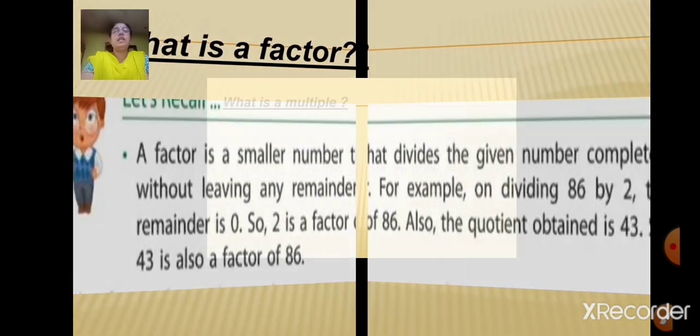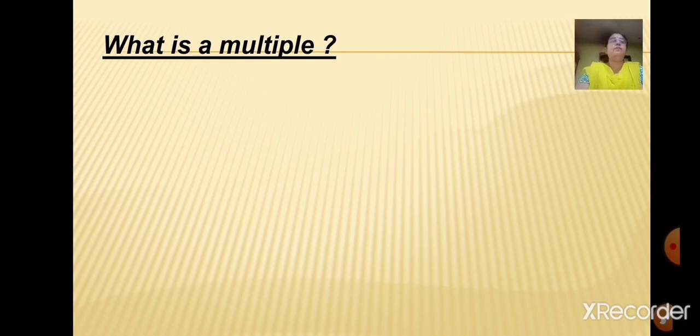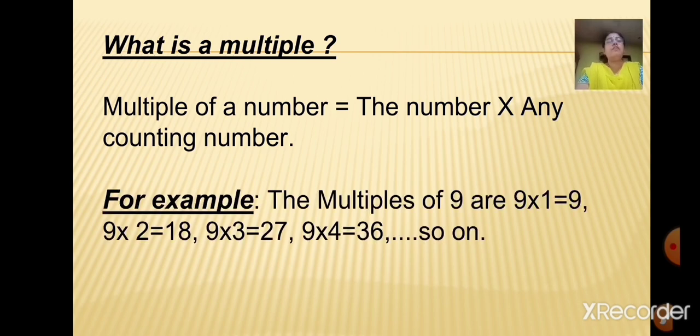Now coming to the next, what is a multiple? A multiple of a number is the number multiplied by any counting number. For example, if I want the multiples of 9, that is 9 ones are 9, 18, 27, 36 and so on. So 9, 18, 27 and 36, these are called the multiples of 9.